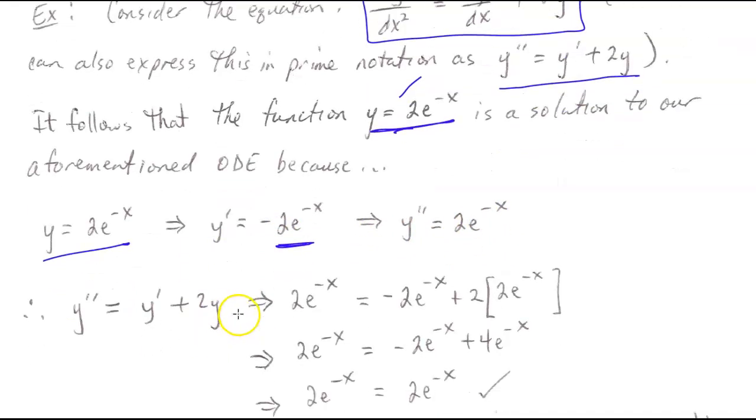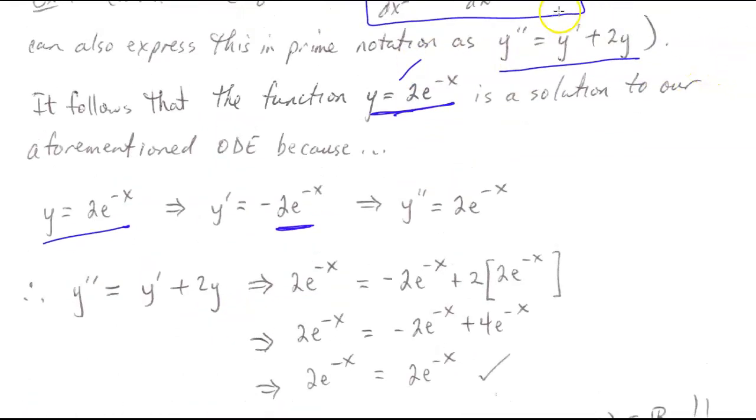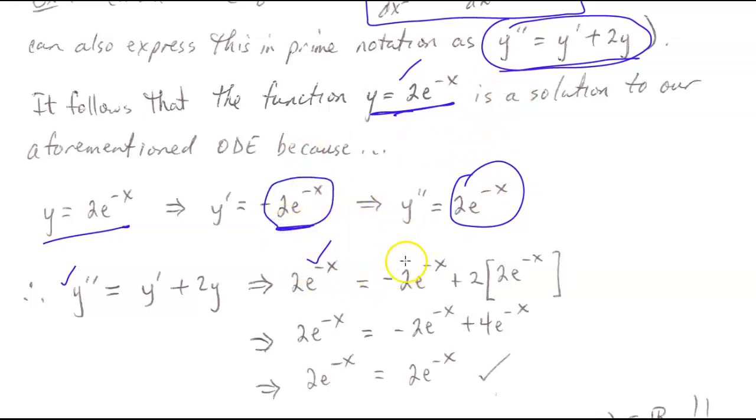And so here, I just kind of made life easy for myself, and I wrote this in prime notation down here. We just go ahead and substitute in everything. So the second derivative we know is here. We know the first derivative, which is negative 2e raised to the negative x, is here. And then we say 2 times what the original function is here. And we do all the math of that, and we see that indeed it does check out, to where the left-hand side and the right-hand side of the equation are equal.